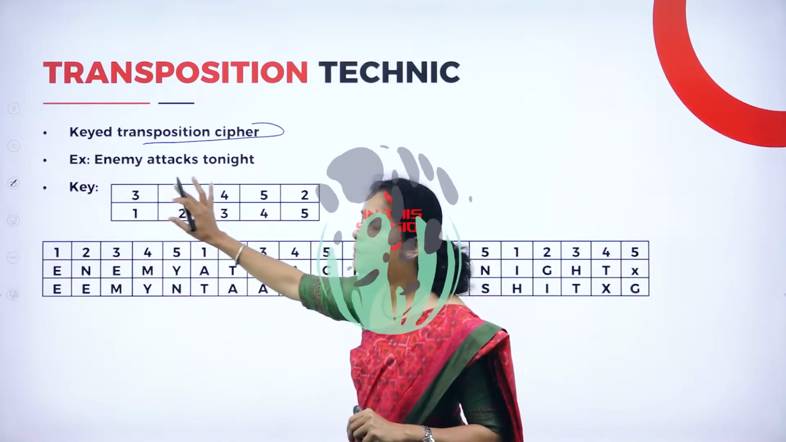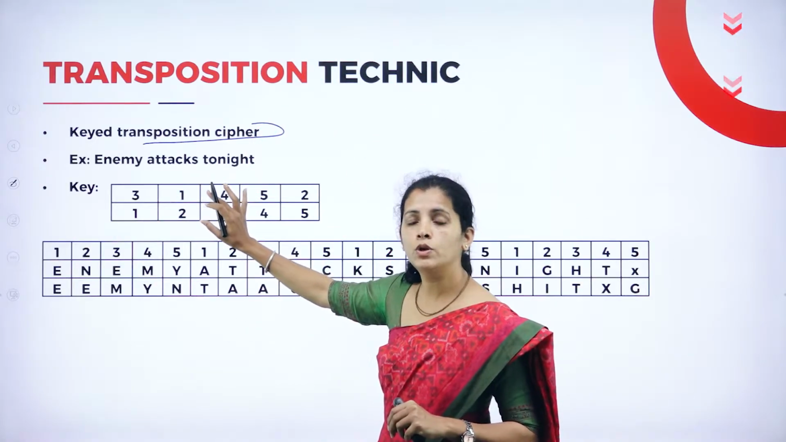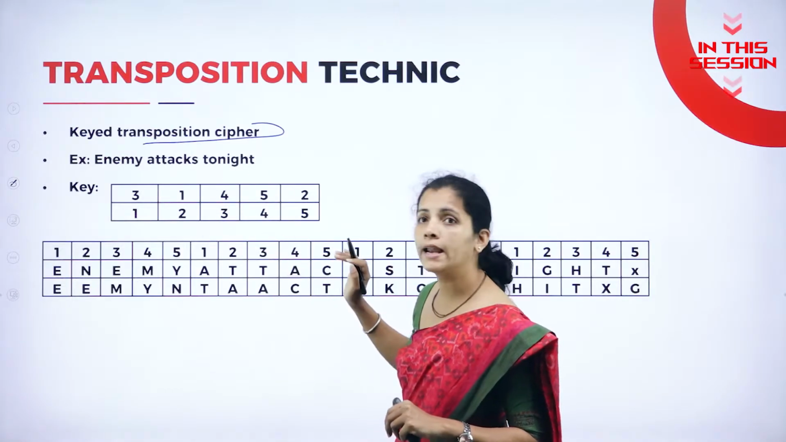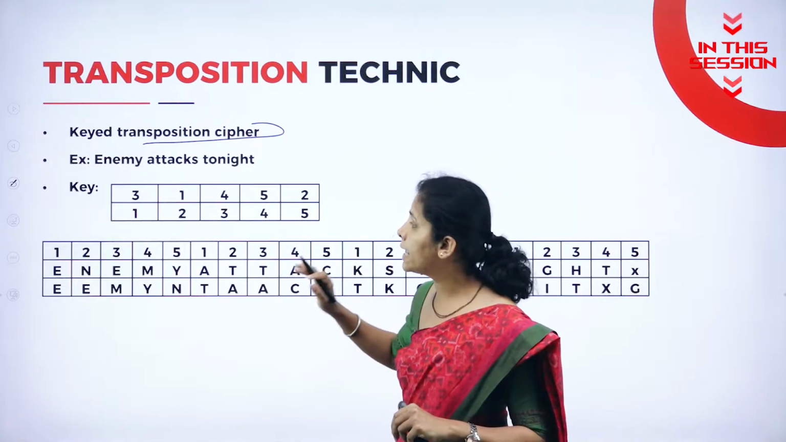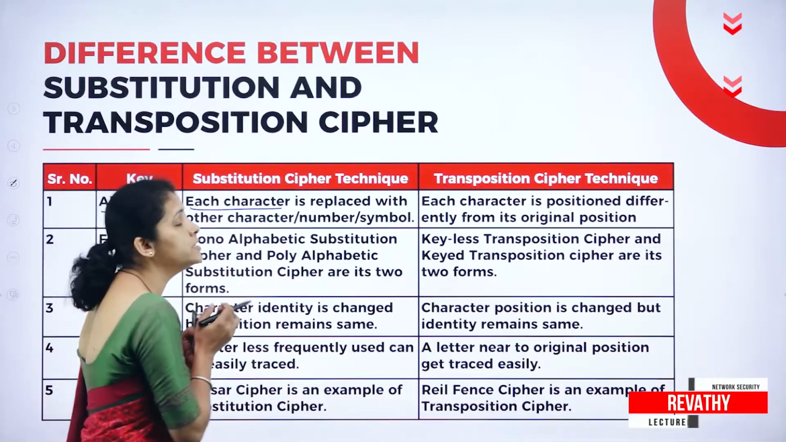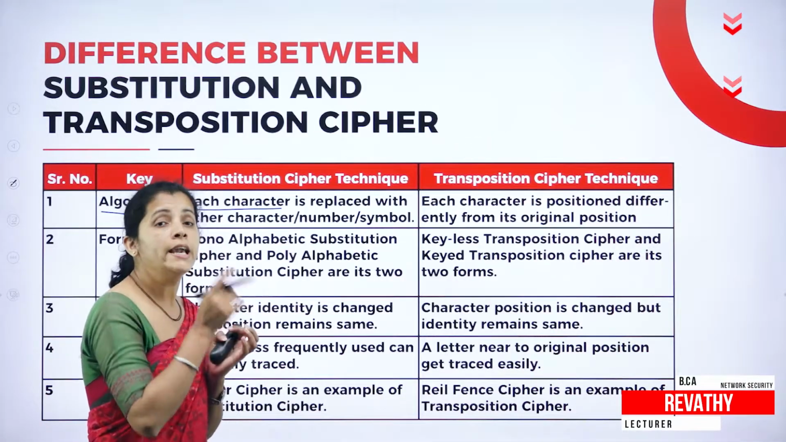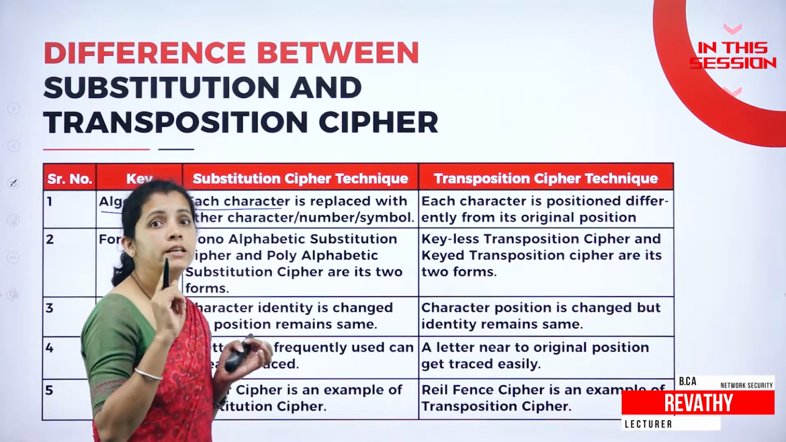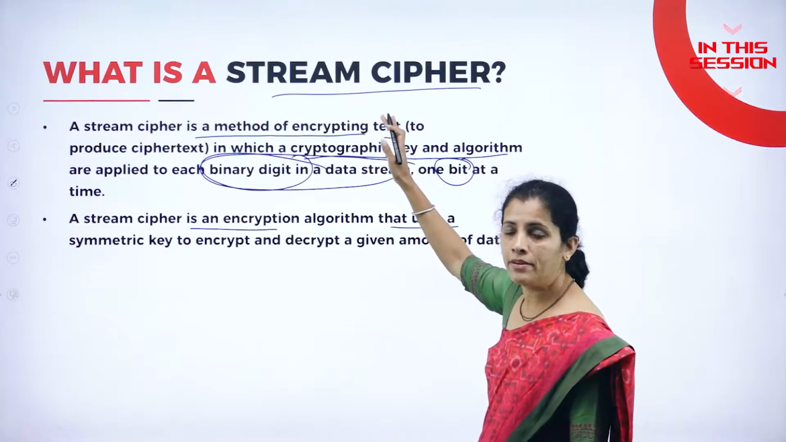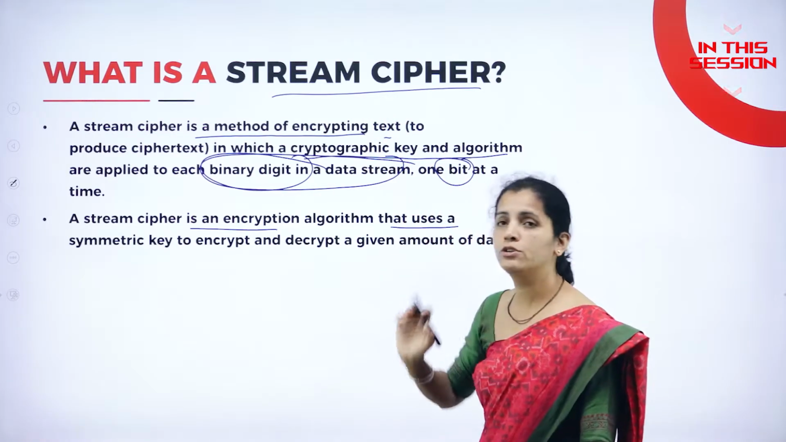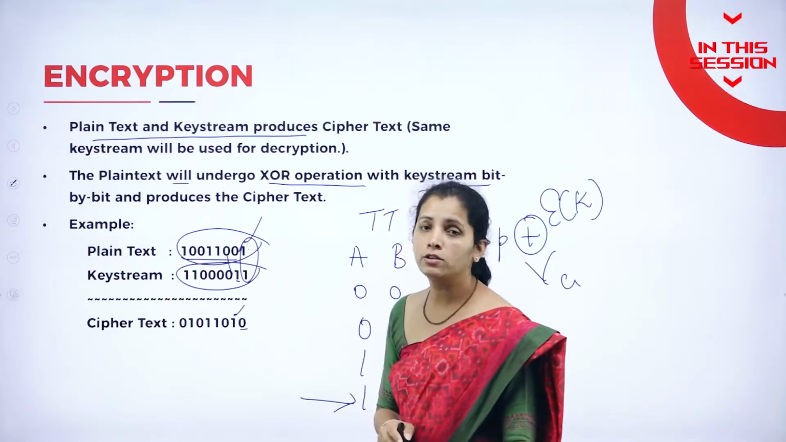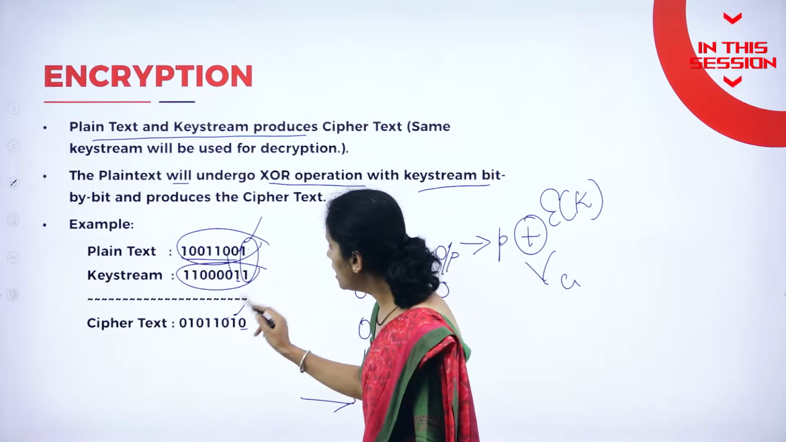Based on this pair of keys, I'm going to read the character. But while writing the character, I'm going to write the character as it is. If I consider the substitution cipher technique, each character is replaced by another character. In stream cipher, we are going to have encryption algorithm as well as decryption algorithm. When I perform XOR operation, I'm going to get the output 0.